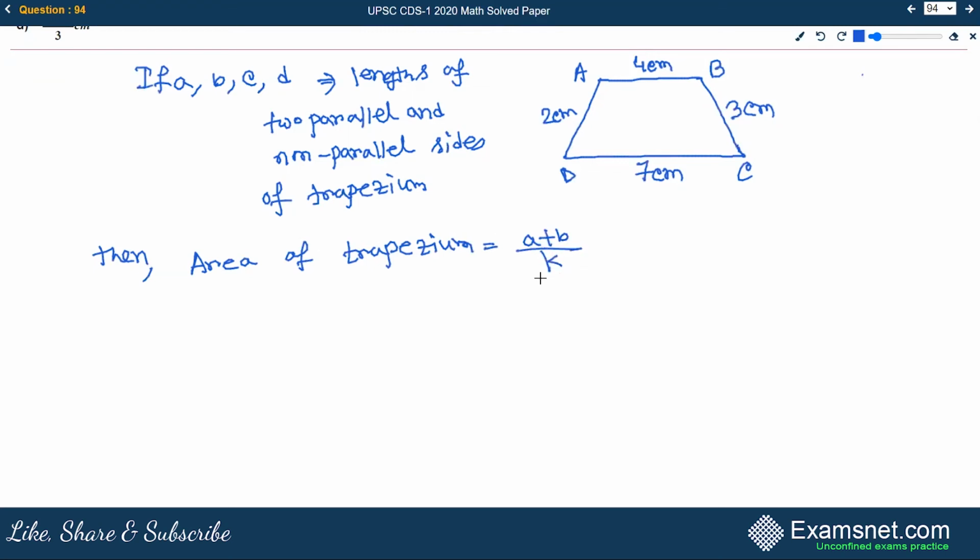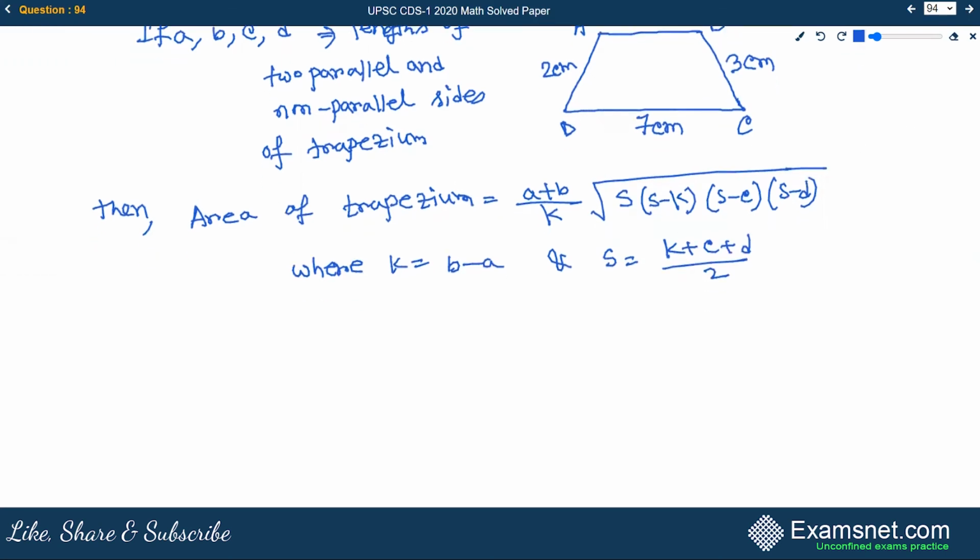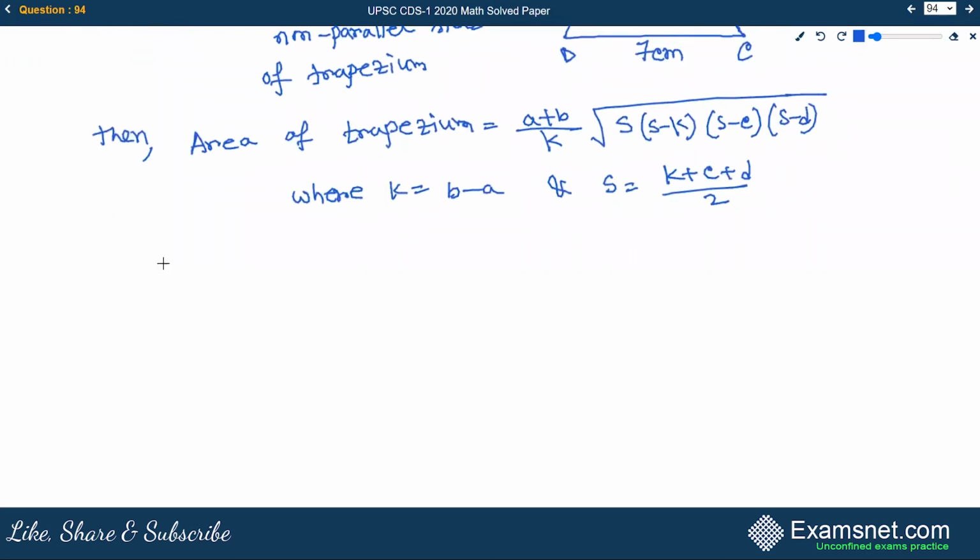What is K? I will definitely explain it here. Multiplied by root under S minus K, S minus C, and S minus D. Now the question is, what is K and S, right? So here K is B minus A and S is K plus C plus D by 2, right? So first we will one by one calculate the value of K.